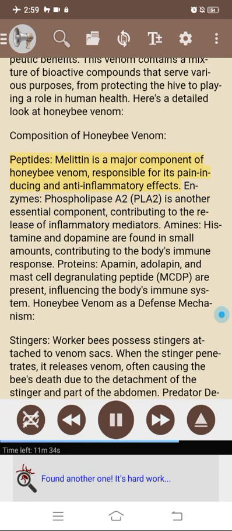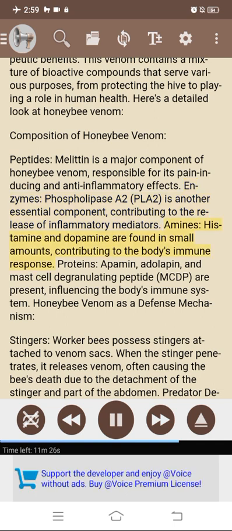Peptides. Melittin is a major component of honeybee venom, responsible for its pain-inducing and anti-inflammatory effects. Enzymes. Phospholipase A2, PLA2, is another essential component, contributing to the release of inflammatory mediators. Amines, histamine, and dopamine are found in small amounts, contributing to the body's immune response. Proteins, apamin, adolapin, and mast cell-degranulating peptide (MCD) are present, influencing the body's immune system.